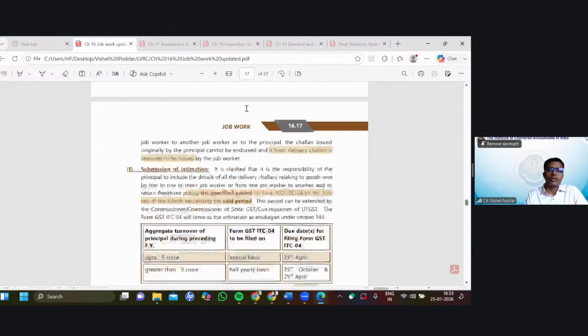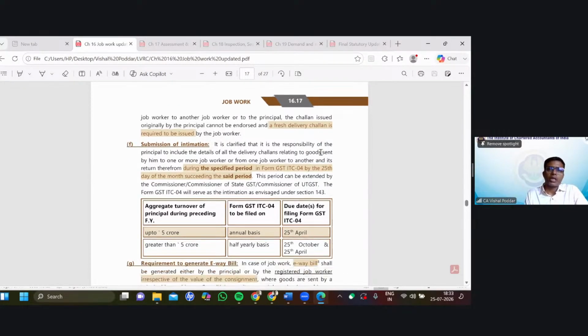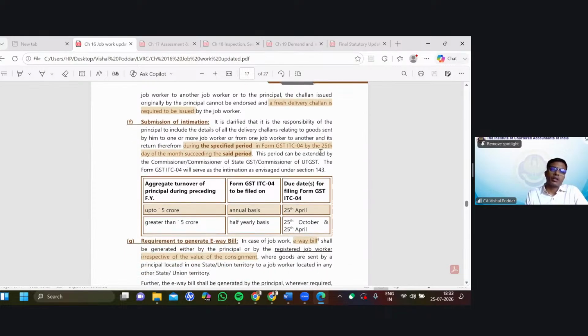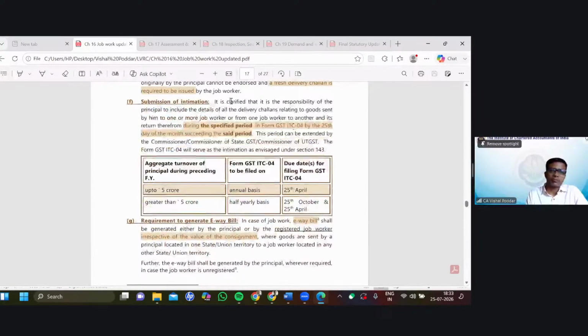However, if it is to be sent in piecemeal, in such cases, the job worker can use a fresh delivery challan, because now he will be issuing 10 delivery challans, because he will be returning back me 1000 units in 10 installments. So he can use a fresh delivery challan for each return.